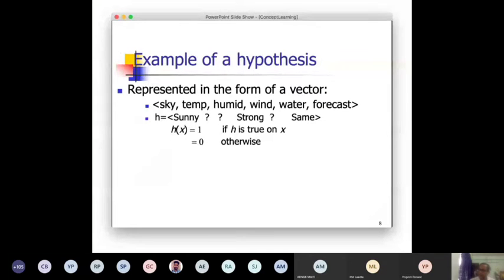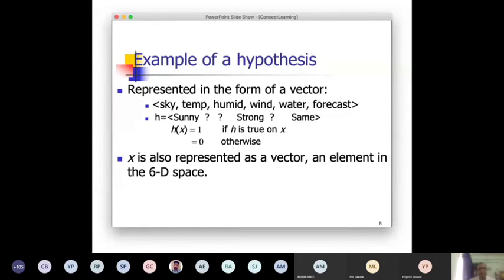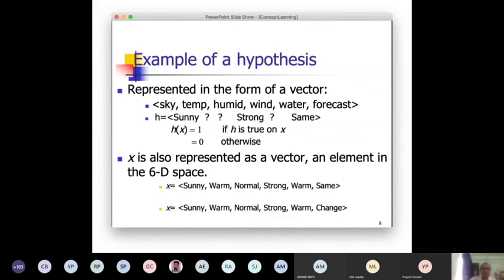You are clear about what is meant by input space and what is meant by hypothesis space. There are two spaces: hypothesis space and input space. Hypothesis space in this case has 973 elements, and this is one of those elements. Whereas the input space is 96. We'll come to those things. X is represented as a vector, an element in the 6-dimensional space, as you can see. So this is one example, and this is another example of X.